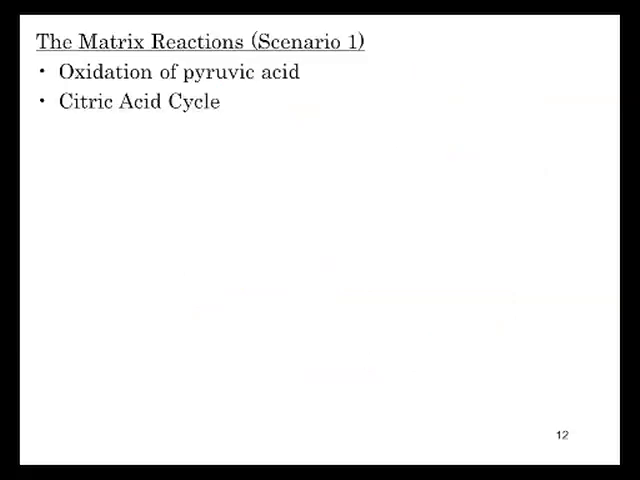Okay, let's talk about those matrix reactions then. This would be scenario 1. If oxygen is present, pyruvic acid undergoes oxidation. That's the first step in the membrane reactions. Pyruvic acid or pyruvate oxidation. And then, after the oxidation of pyruvic acid, the product of that enters into the citric acid cycle, which you may also know as the Krebs cycle.